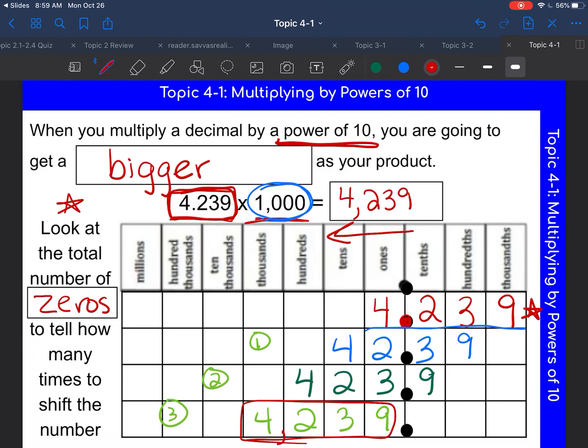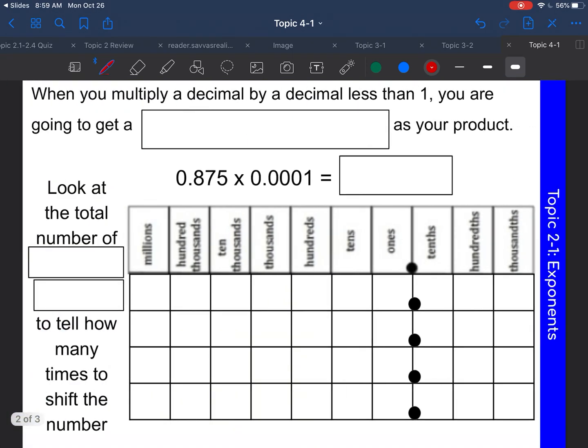So that's for multiplying by powers of 10. We're going to get a bigger number, so we move it towards the bigger numbers. What happens if instead of multiplying by a power of 10, we're multiplying by a decimal less than 1, such as 1/10, 1/100th, 1/1000th, etc.? If you're multiplying by one of these decimals, are you going to get a bigger or a smaller answer as your product? You're going to get a smaller answer as your product.